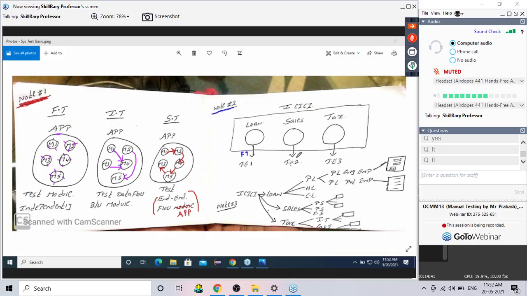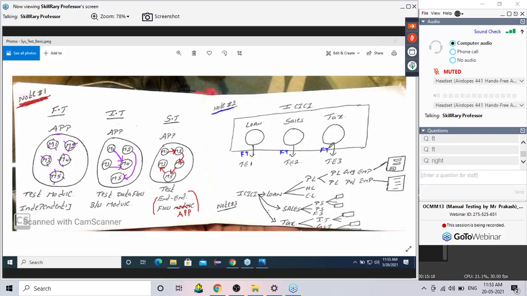Same story. Test engineer 2 will also do functional testing, right or wrong? Test engineer 2 also does the functional testing, yes, on sales. And test engineer 3 will also do functional testing on tax. That means everyone is simultaneously doing functional testing. Problem is solved. It may take 1 month or 15 days or 25 days. You guys do functional.